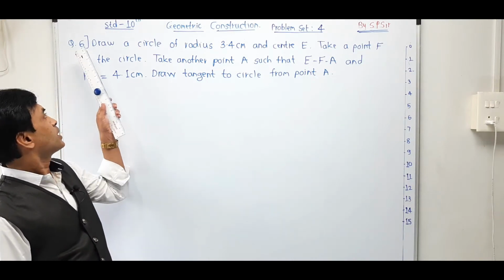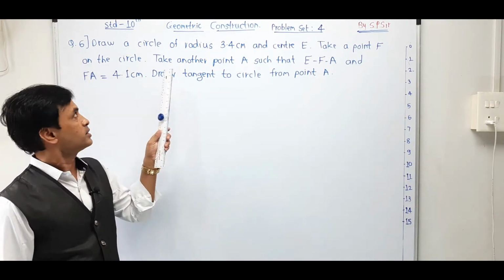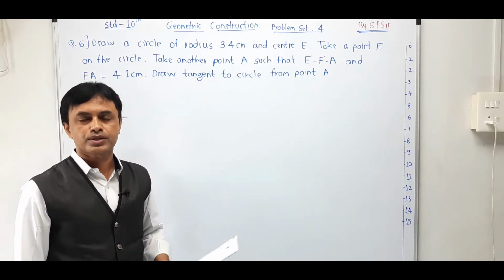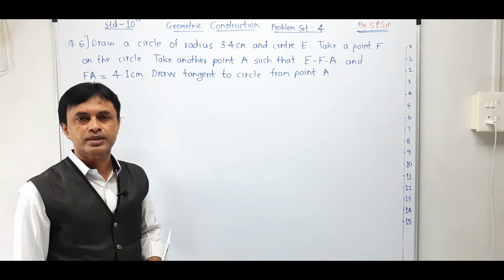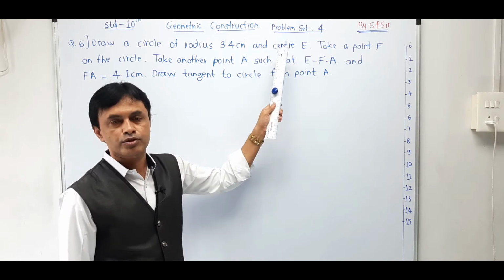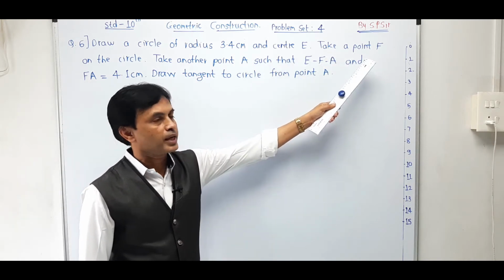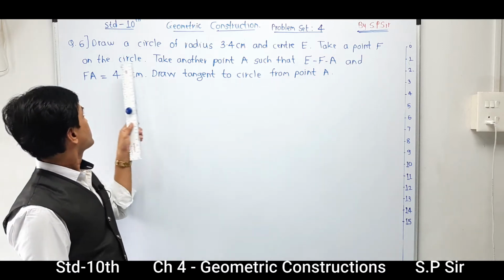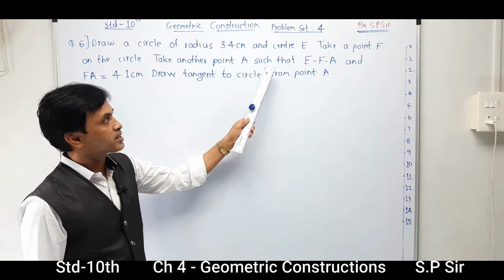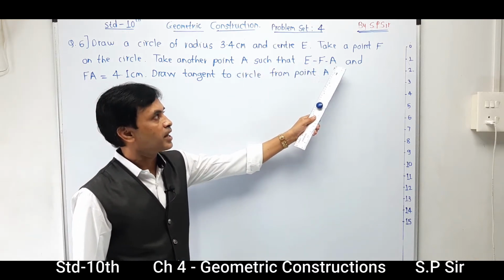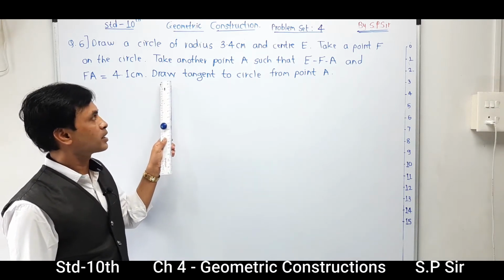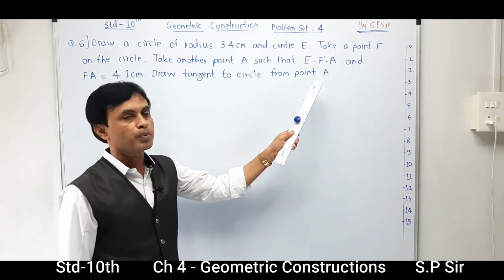In case of a problem set, we are in numerical number 6 and the part is: draw a circle of radius 3.4 centimeter, and take E as a center. Take a point F on the circle. Take another point A such that E-F-A and FA is equal to 4.1 centimeter. Draw tangent to a circle from point A.